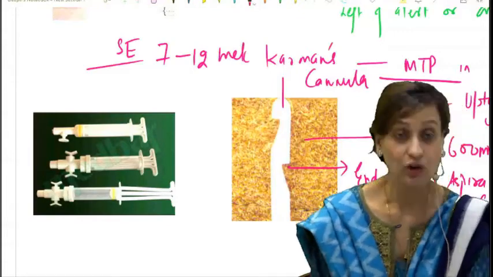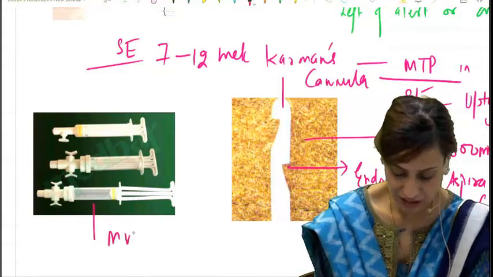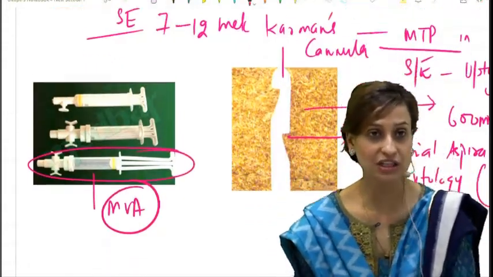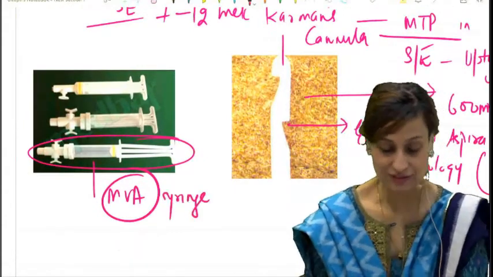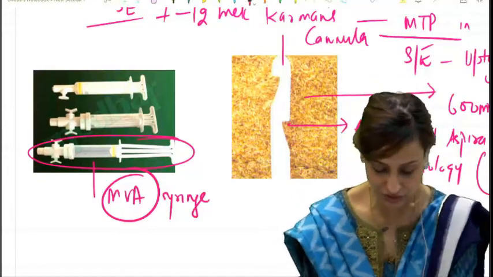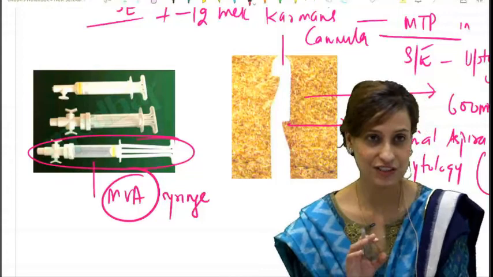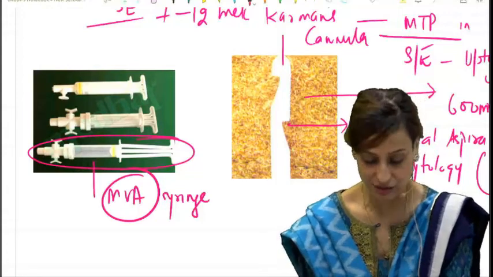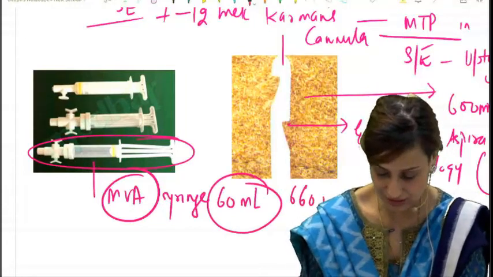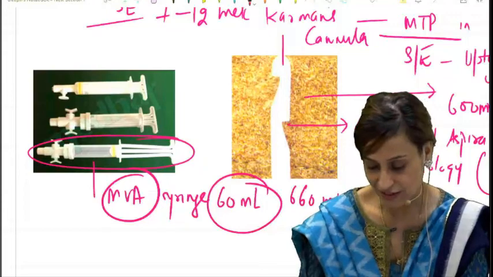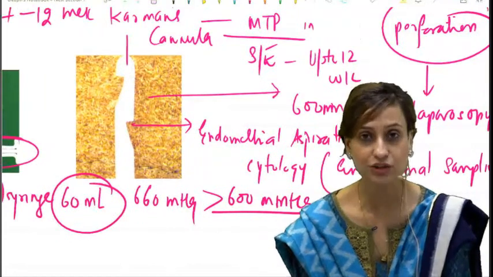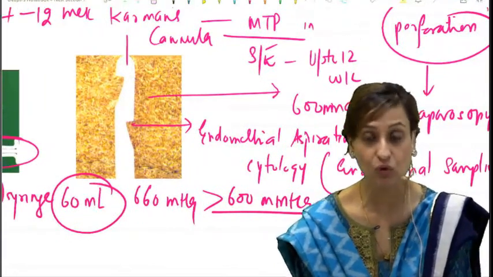Then the alternative to suction evacuation is MVA, which is what I've tried to show you on the left. The third one is the MVA syringe that we use. This image shows you the older MVA syringes that we were using and the latest one. So if such a syringe comes, you should answer it as an MVA syringe. It has a capacity of 60 ml and it generates a pressure of 660 millimeters of mercury. If that's not in the answers, it is still 600.